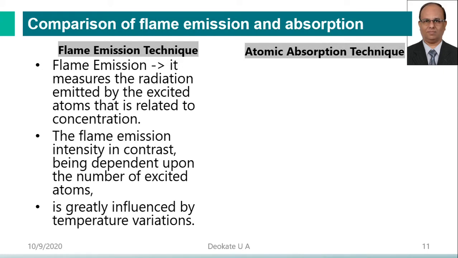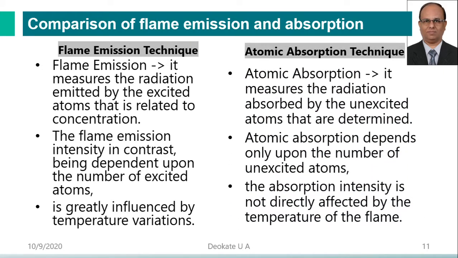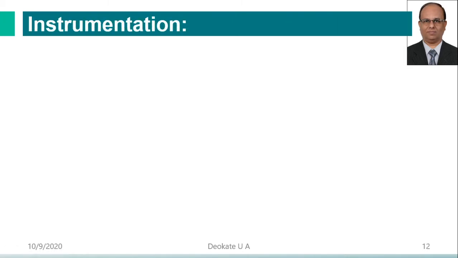Whereas in atomic absorption spectroscopy, atomic absorption is measuring radiation absorbed by the unexcited atoms that are to be determined. Here are the excited atoms and here are the unexcited atoms. The atomic absorption depends only upon the number of unexcited atoms. Here in emission, it depends upon the number of excited atoms. The absorption intensity is not directly affected by the temperature of the flame. Okay, so this is emission spectroscopy, this is absorption spectroscopy. First you can write these differences.